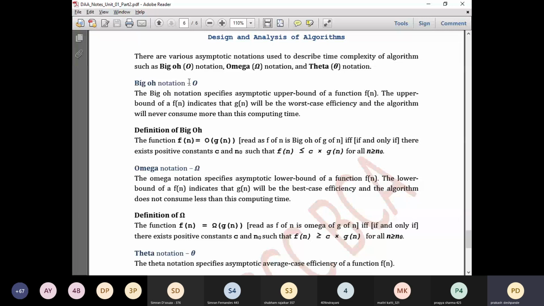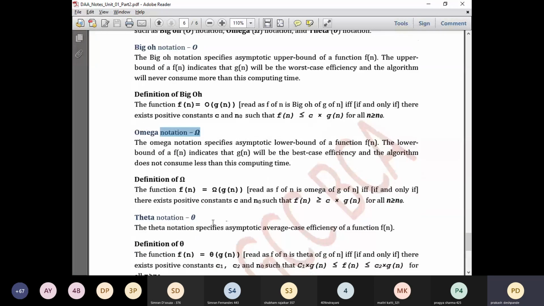In the same way, the omega notation. Omega notation here means the lower bound. Lower bound means the shortest time. Shortest time means it is again the best case situation for a particular algorithm. And to represent the intermediate values, the average cases, we take theta. The theta indicates the asymptotic average case efficiency of a given algorithm.